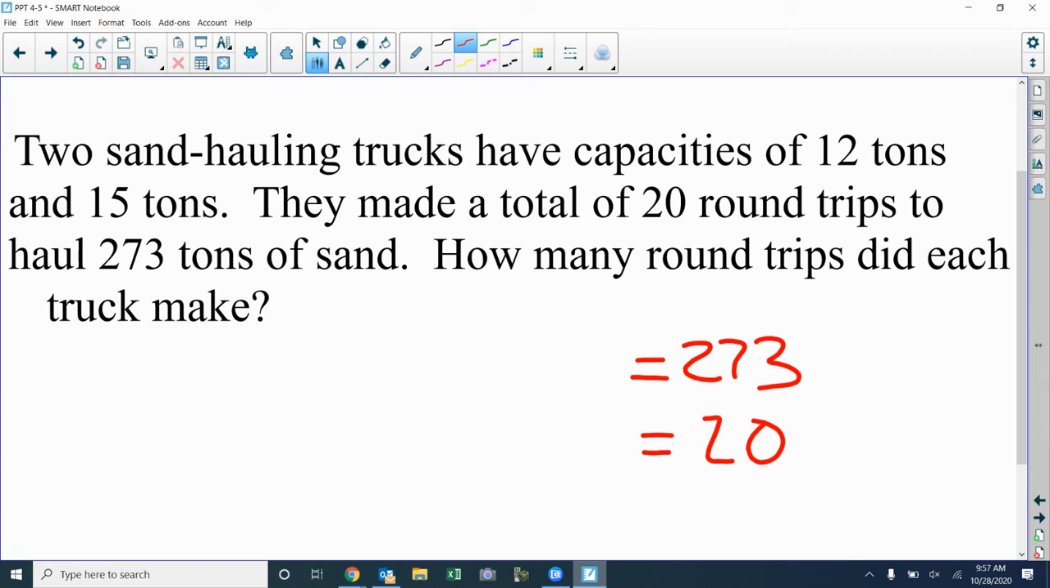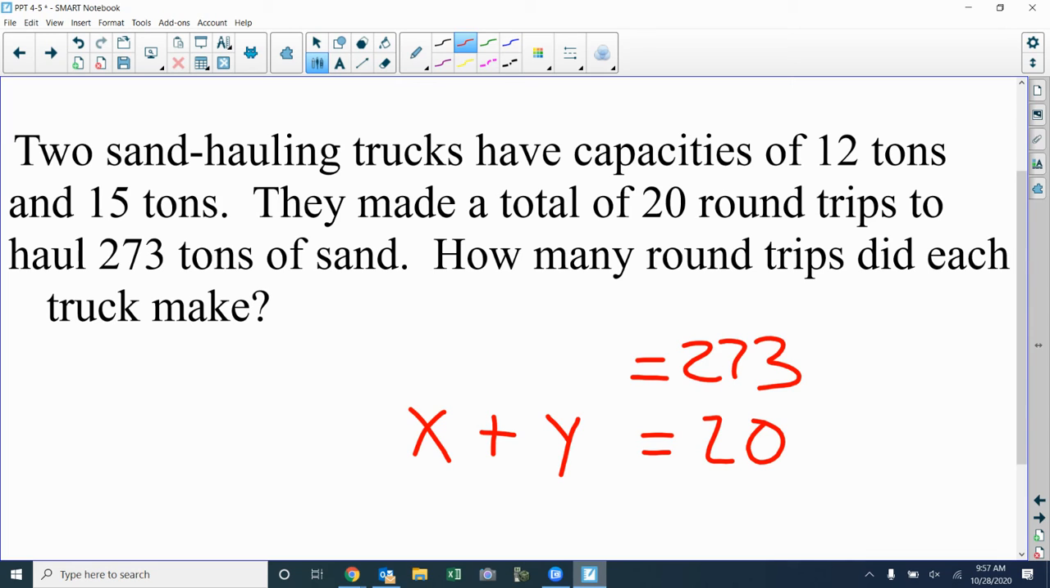So let's say that the total trips of truck X plus the total trips of truck Y is going to be 20 trips, right? So we can start guessing. It could be 10 and 5, could be 8 and 12, could be 9 and 11, could be 1 and 19. We could guess all those, plug it in, but we can also do another system.